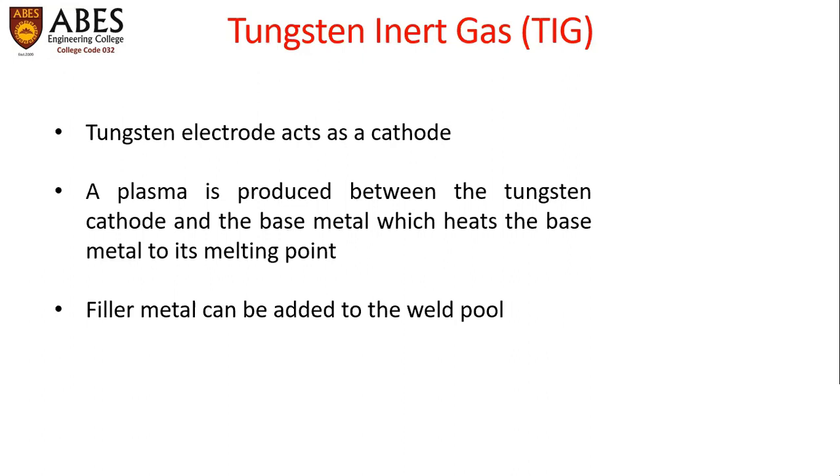Tungsten inert gas welding is commonly known as TIG, in which the tungsten electrode acts as a cathode. A plasma is produced between the tungsten cathode and the base metal, which heats the base metal to its melting point. A filler metal can be added to the pool to complete the welding.